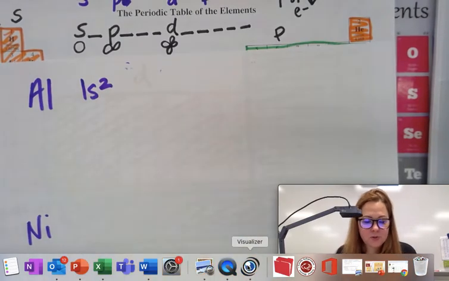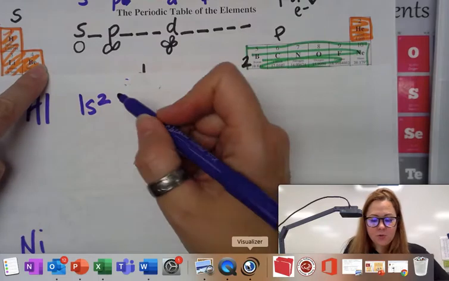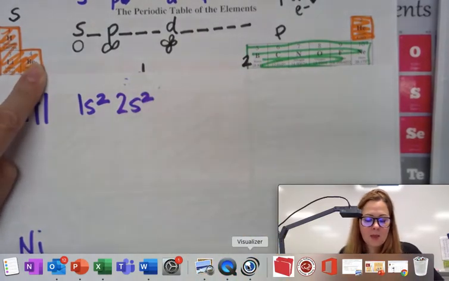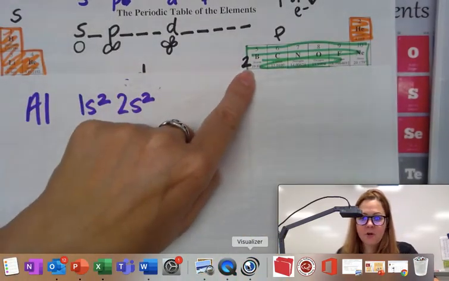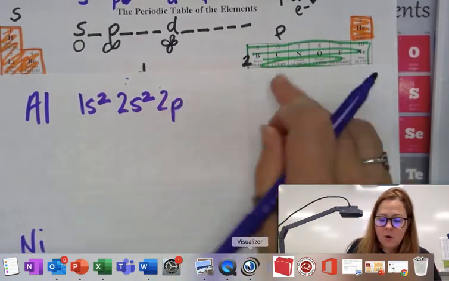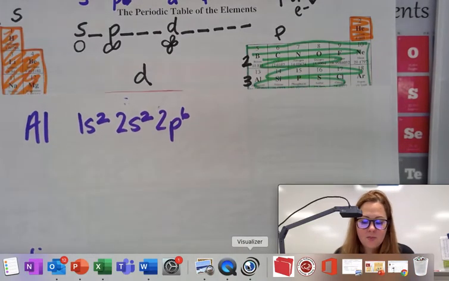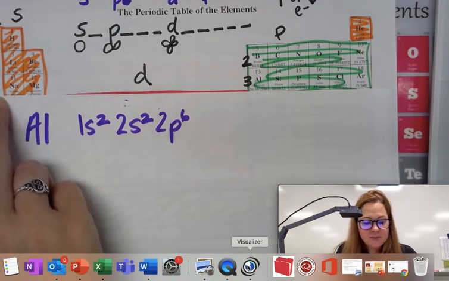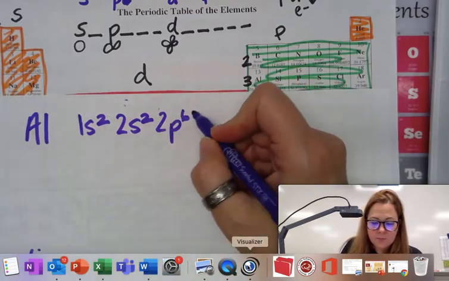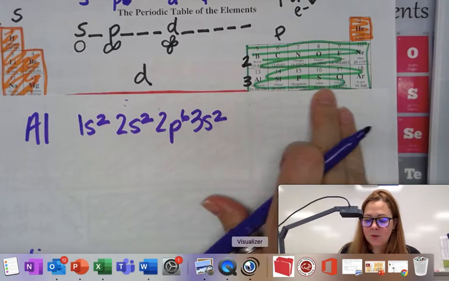So there are my 2 electrons. Then the next row, I'm at 2s, 1, 2. After 2s2, I come down here and I'm at 2p. This is the P block. Going all the way across, it's 2p6. Then after that, I'm at 3s. This is the S block, 1, 2. After 3s2, this is where aluminum lives.